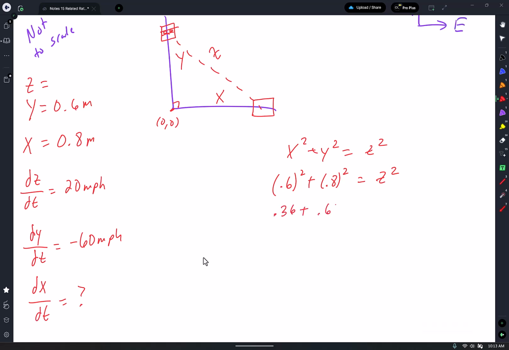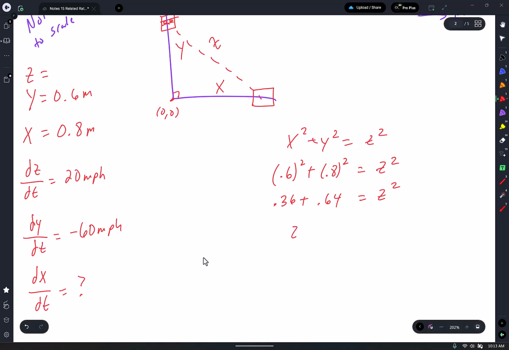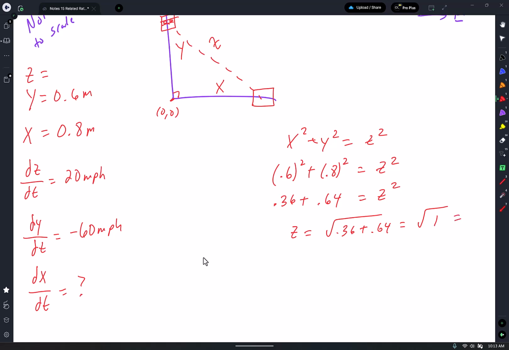0.36 plus 0.64. Because I need the z, guys. Z equals the square root of 0.36 plus 0.64. 64 and 36 is 100, so 0.64 and 0.36 must be 1. You could have taken a calculator if you wanted to, or just know that these are special triangles, 0.6, 0.8, 1. Okay, I'll stop. We're still okay, guys?